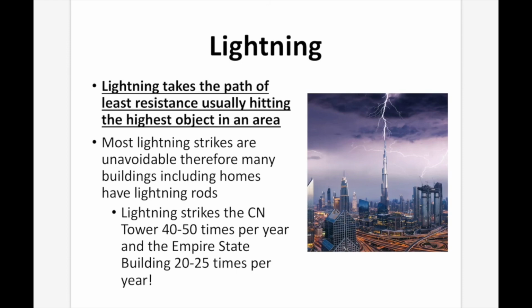Most lightning strikes are unavoidable, and therefore, many buildings, including homes, have lightning rods. Lightning strikes the CN Tower, for instance, 40 to 50 times per year, and the Empire State Building 20 to 25 times per year.